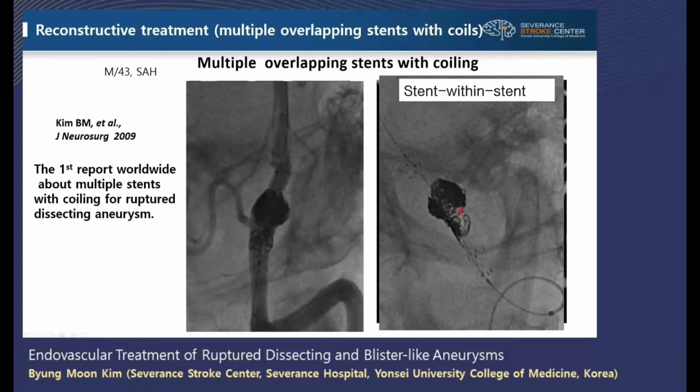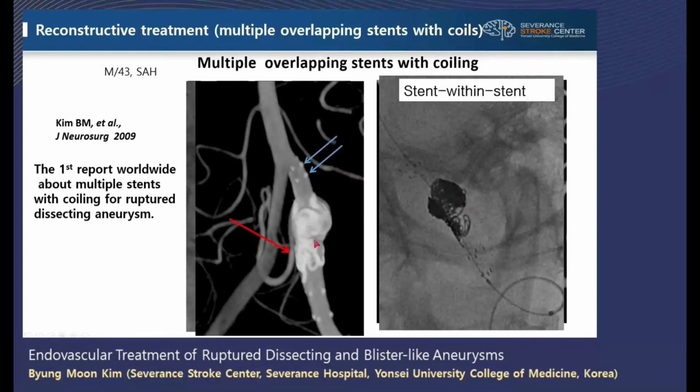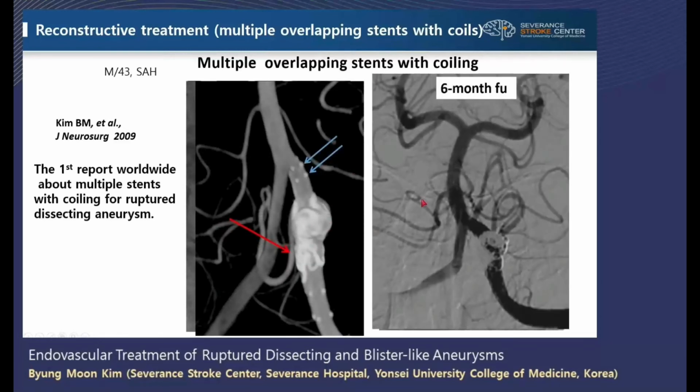And finally, one more stent was deployed in an overlapping manner. This is the final 3D reconstruction image. This is the 6 months follow-up control angiogram. You can see complete reconstruction of the left vertebral artery and saving of the PICA.